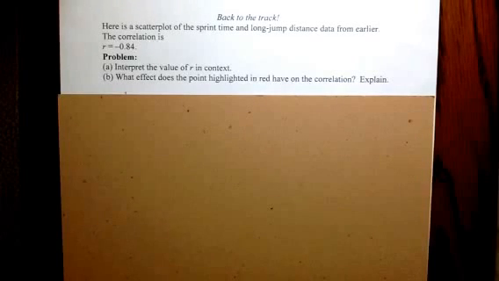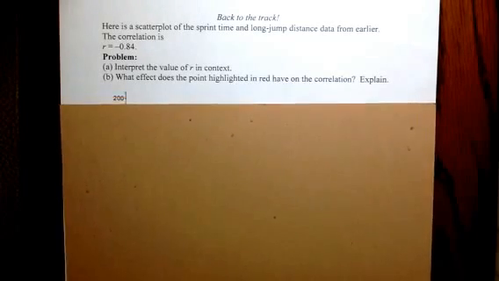For our final video in section 3.1, we're back at the track. Here's a scatter plot of the sprint time and jump distance data from earlier. The correlation R is equal to negative 0.84. So our problem is to interpret the value of R in context, and then determine what effect a point highlighted in red has on the correlation.